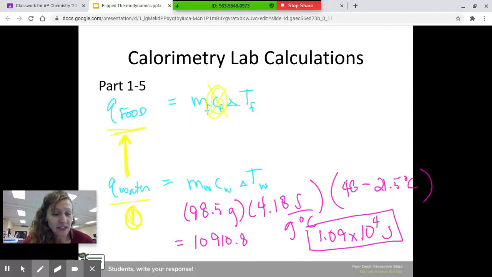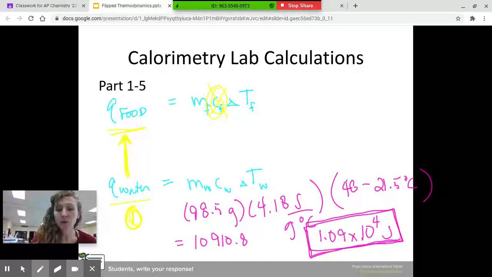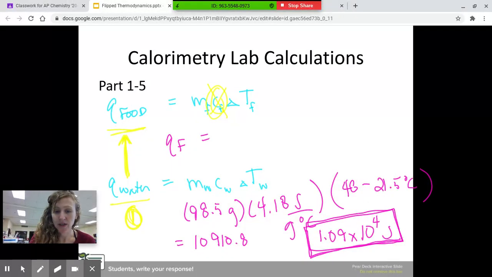Okay, so let's check ourselves here. Is it reasonable for this to come out positive, or did I do the math backwards and it should have come out negative? Yeah, the water is absorbing energy. The water's your system, so energy is going into your system. It should be positive. Okay, so if the water absorbed this much energy, then the food must have given off that much energy.